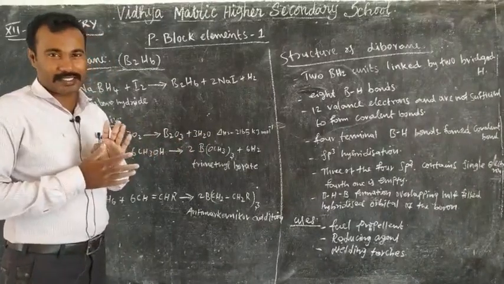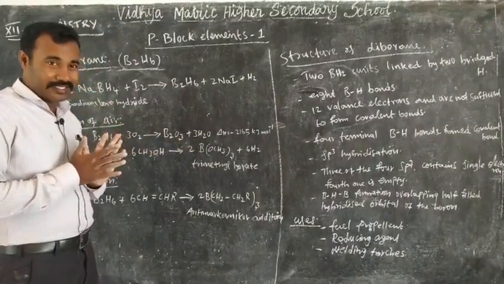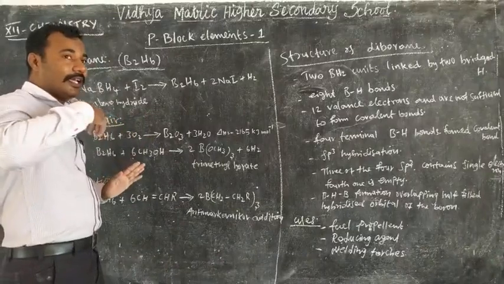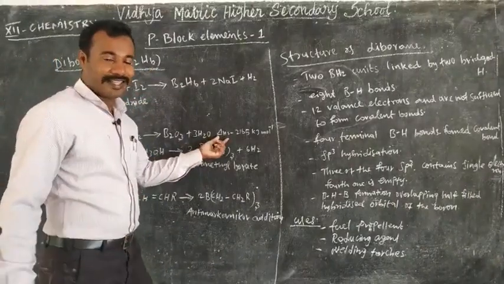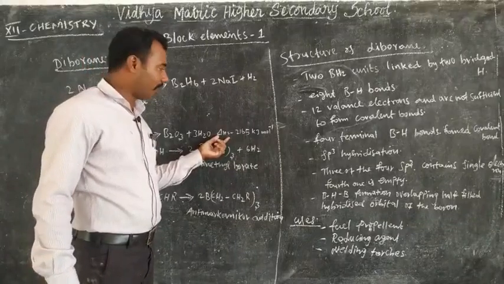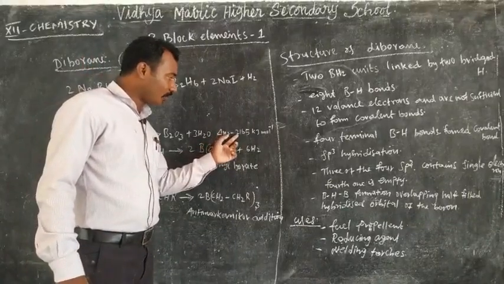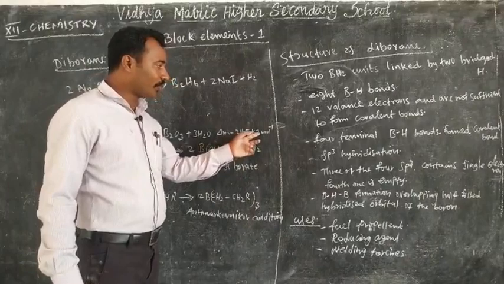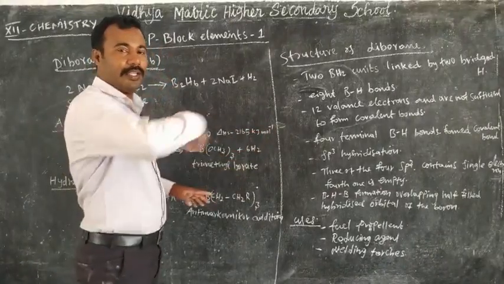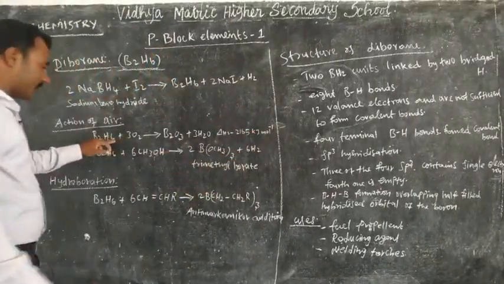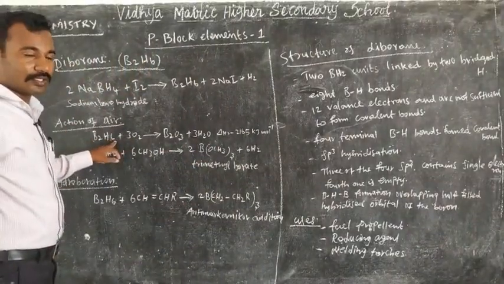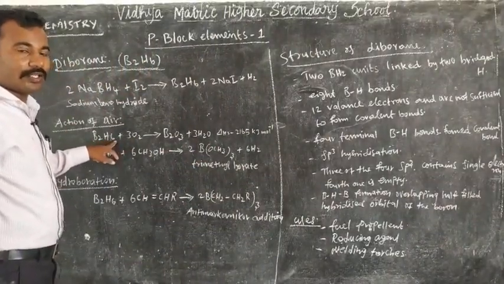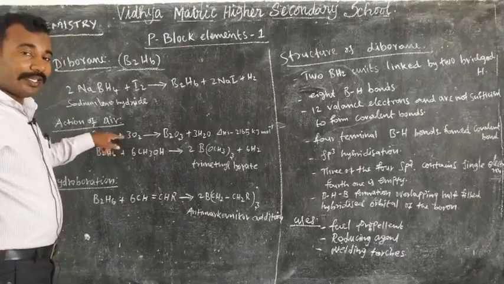Listen, in this reaction, delta H is the enthalpy, heat energy, minus 2165 kilojoule per mole. Heat will be released during this reaction. This is asking one more question: how much energy is released during the reaction of diborane in air.